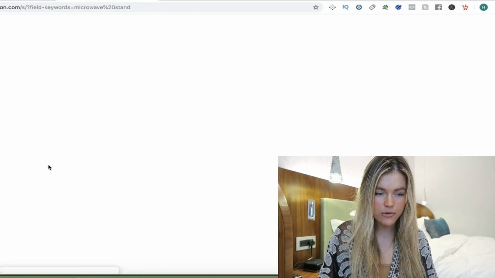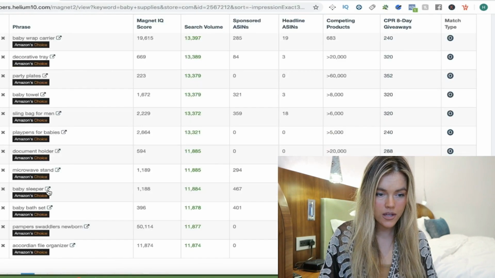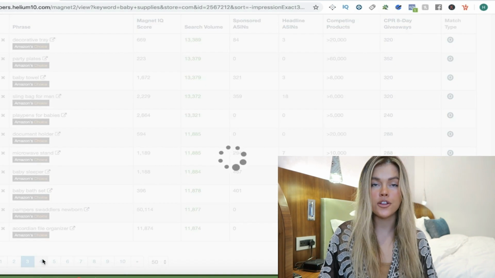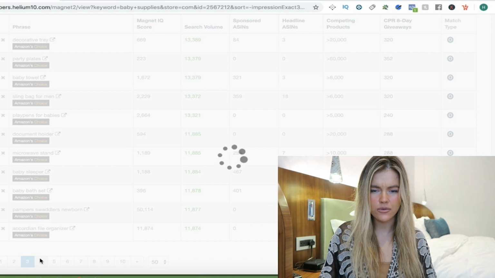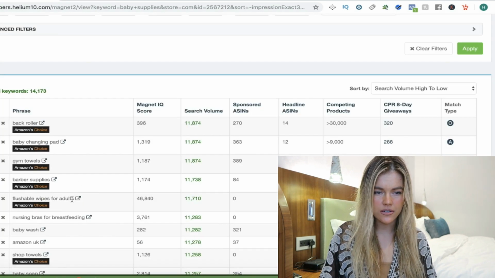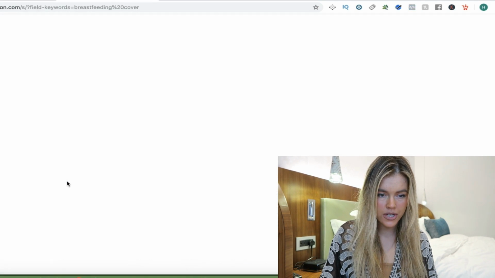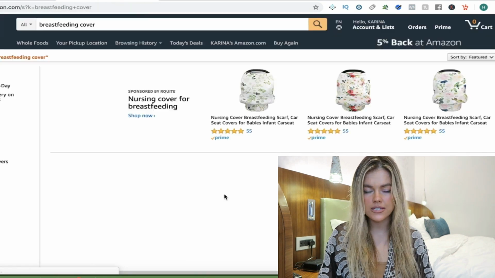For example, microwave stand, baby sleeper, and I don't know what most of these things are, but that is the plan. What is an accordion file organizer? That was interesting. Okay, anyways, back roller. All right, let's just open a few. Breastfeeding cover. Okay, let's get through these.